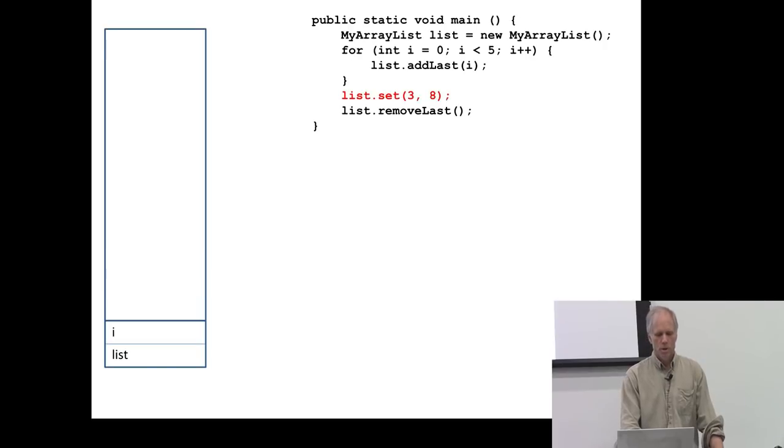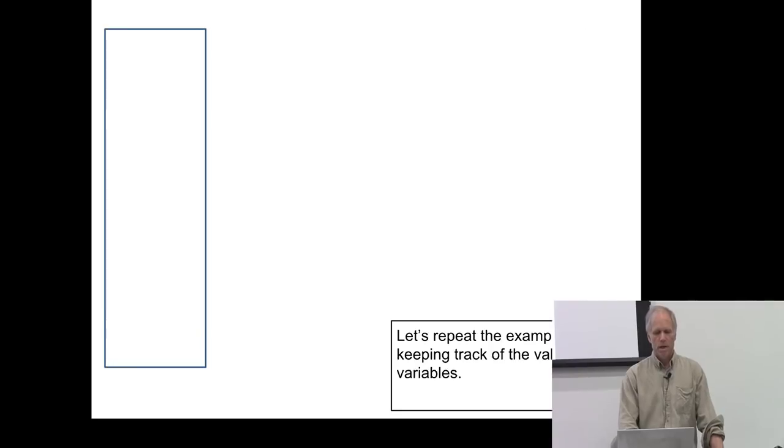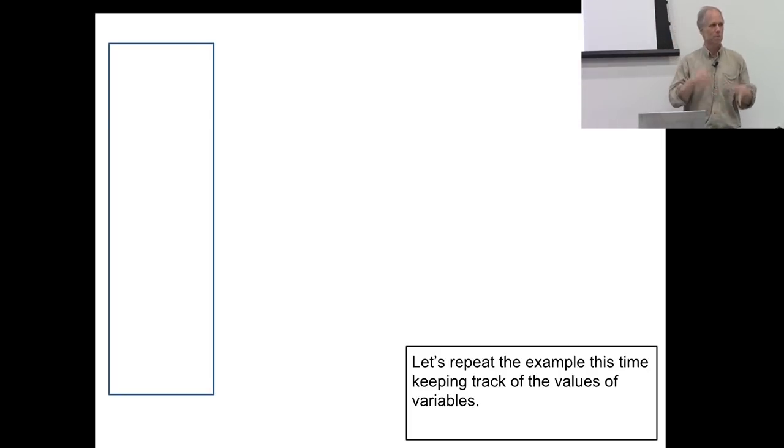It returns. We call remove last, and the method returns. So at that level of detail, you just see stack frames contain parameters and locals, and every time a method is called, a stack frame is pushed. And every time a method returns, a stack frame is popped. So it grows and shrinks, grows and shrinks. That's the key thing to remember. The stack frames contain the values of the variables.